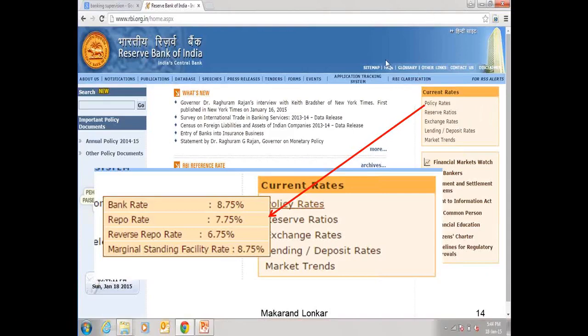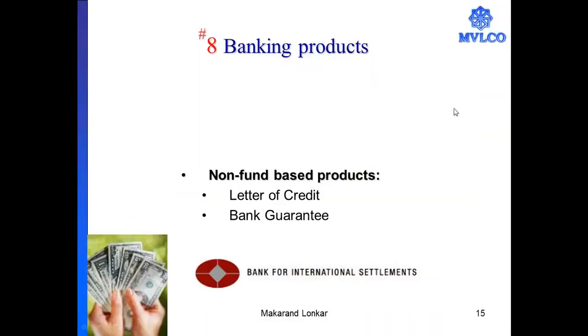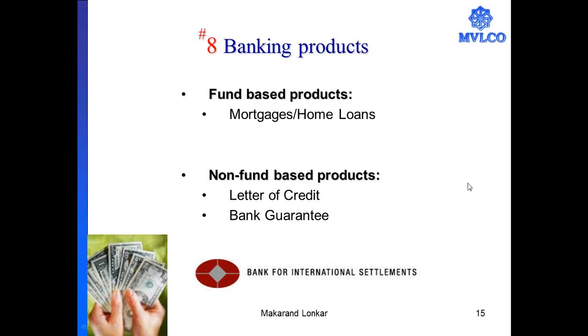Now I am moving to the last slide of our session today, and that is briefly talking about, very briefly, because we'll have a detailed discussion maybe at a later point of time, the fund based and non-fund based products. When we have fund based products, the bank will be actually lending money to the customers. So examples of fund-based products could be mortgages or home loans or car loans. And examples of non-fund-based products, in that case the bank is not lending any money to anyone, can be letters of credit or a bank guarantee.